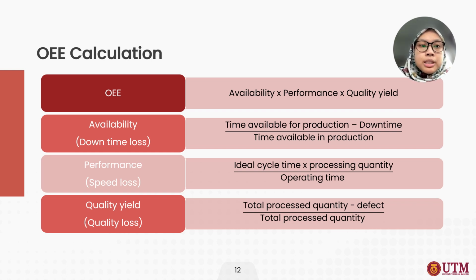For performance, which is speed loss, it is ideal cycle time times processed quantity divided by operating time or working hours. The next is quality yield, which is a quality loss, is total processed quantity minus defects divided by total processed quantity. So next, we will pass to Marhamah for the case study.